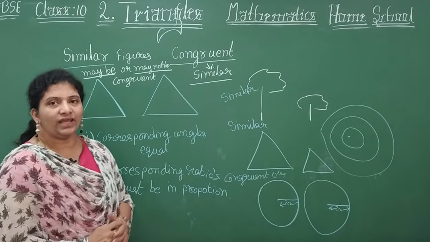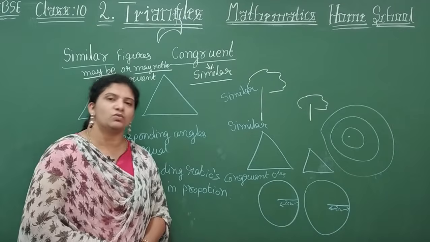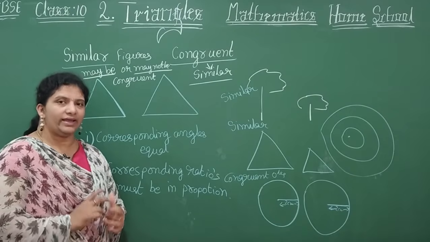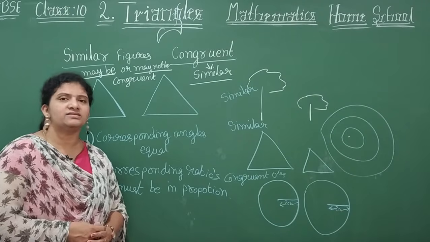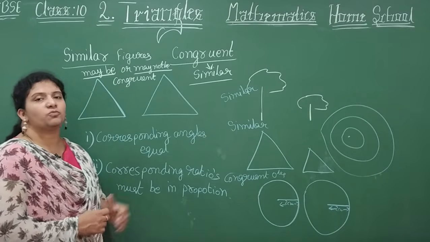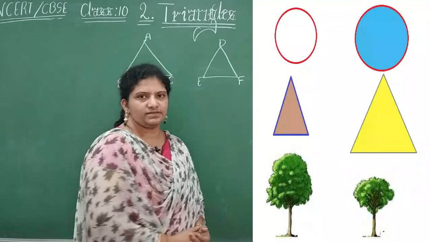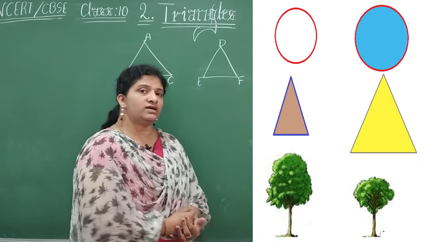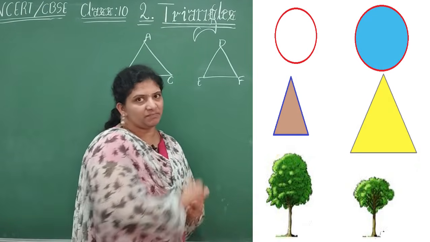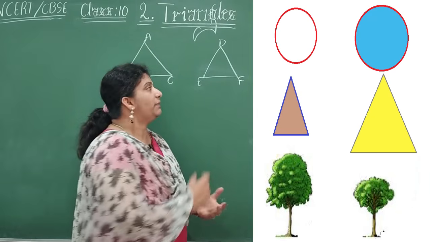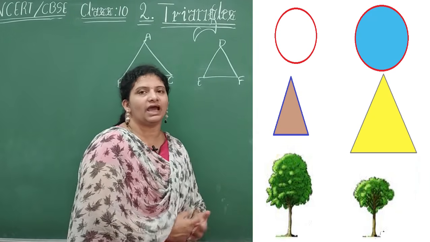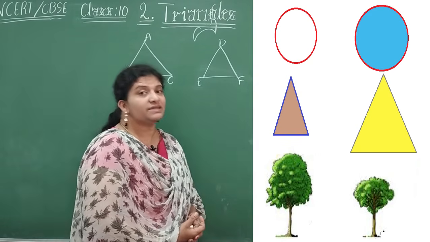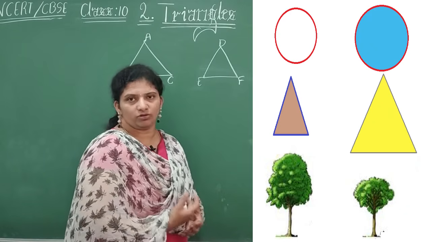Now when we consider any two triangles, what are the rules here, children? How can we say that they are similar? When their corresponding angles are equal and the corresponding sides are in proportion. Look here, children. You can see there are two circles. What can you say? They are similar, but are they congruent? Depending on the radius, we may see whether they are congruent or not. See the triangles: all the triangles are similar, but they need not be congruent.